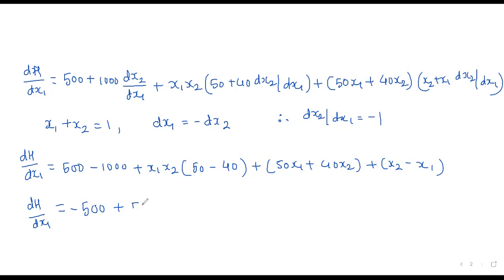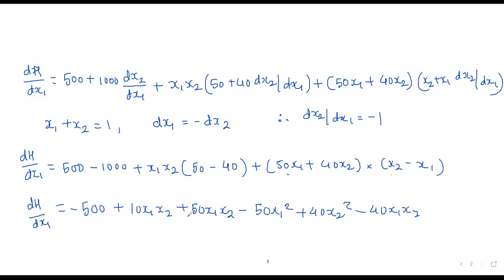Okay, what we can do, 50 x1 x2 minus 40 x1 x2, so we can say 10 x1 x2. So we can write down like this, just 1 minute. We can say minus 500 plus 10 x1 x2. 50 here it is in multiplication, it's in multiplication, huh? So 50 x1 x2 minus 50 x1 square plus 40 x2 square minus 40 x1 x2.